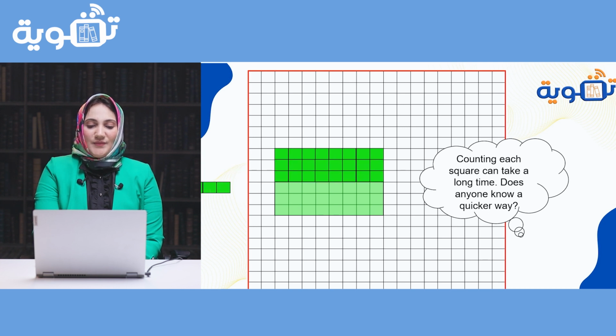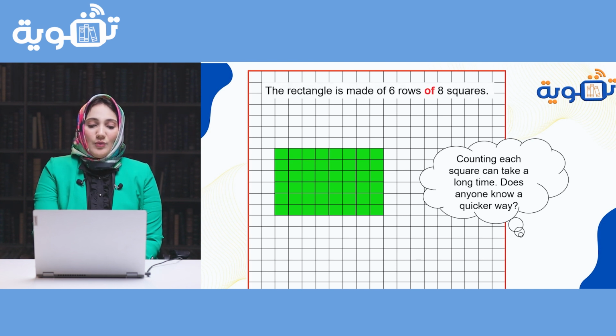1, 2, 3, 4, 5, 6. And here, please, how many squares in each row? We have 8 squares in each row.